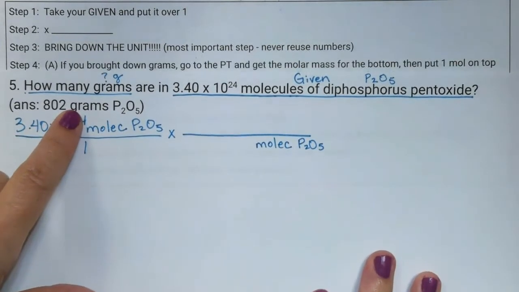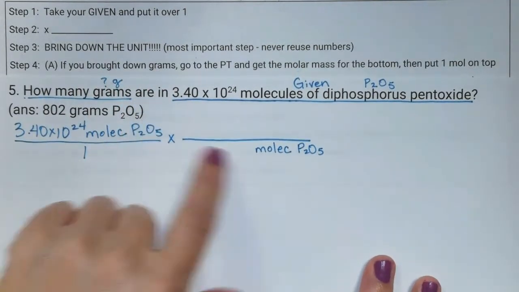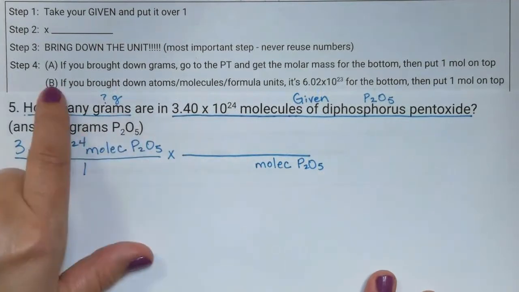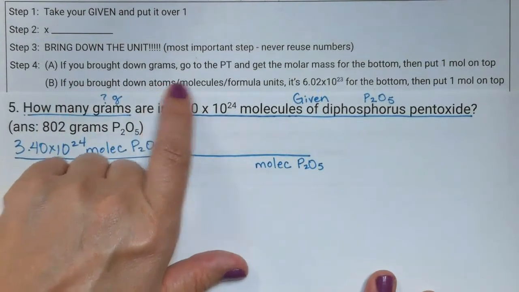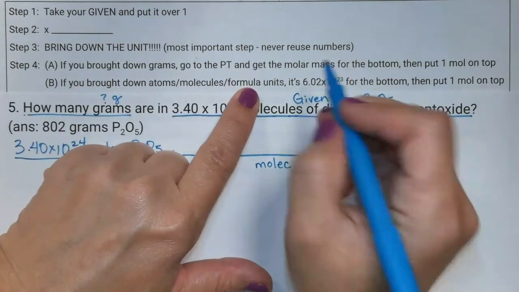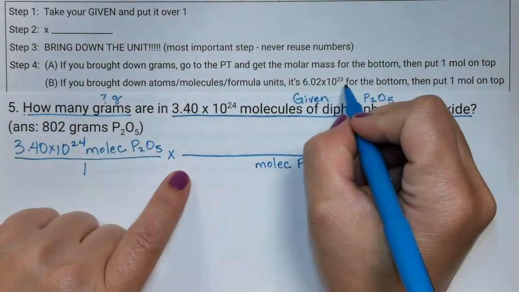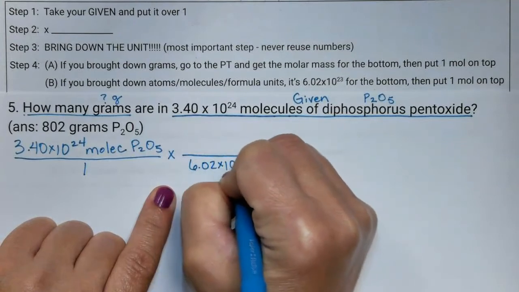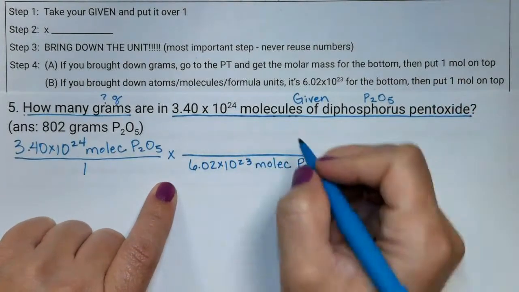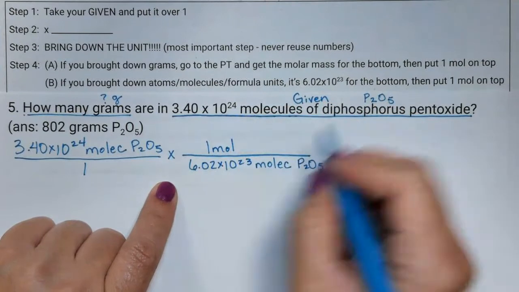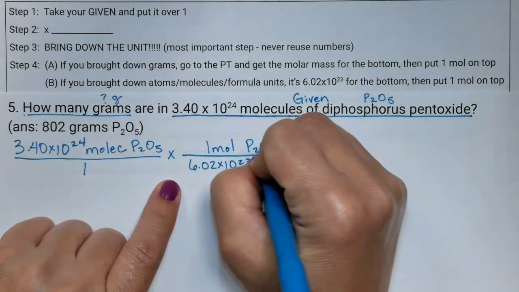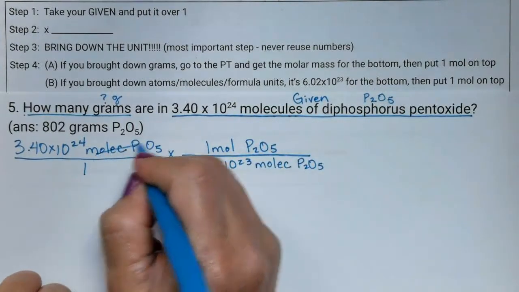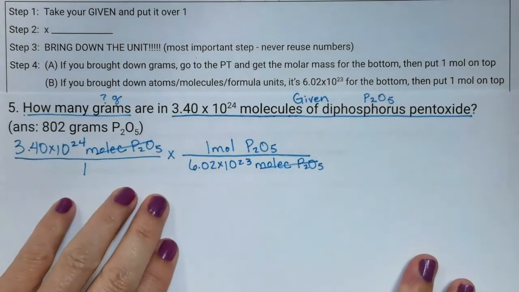Now, step 4, if you brought down, and we brought down molecules, so that's going to be letter B. If you brought down atoms, molecules, or formula units, then you're going to put 6.02 times 10 to the 23rd on the bottom and put 1 mole on top. And it's 1 mole of P2O5. Now, notice that molecules cancel with one another.